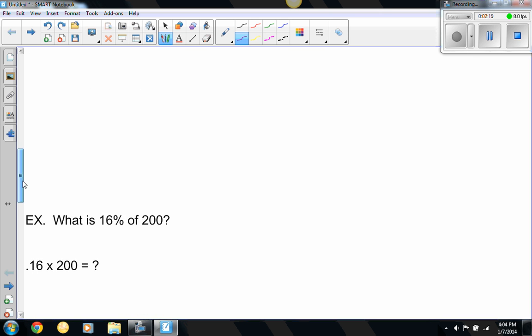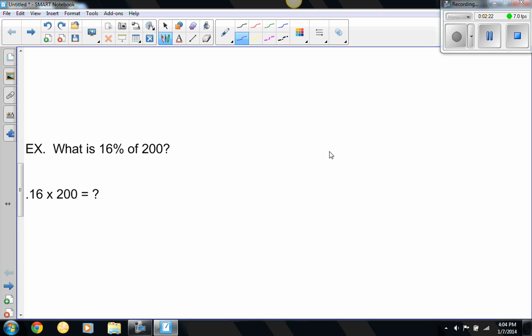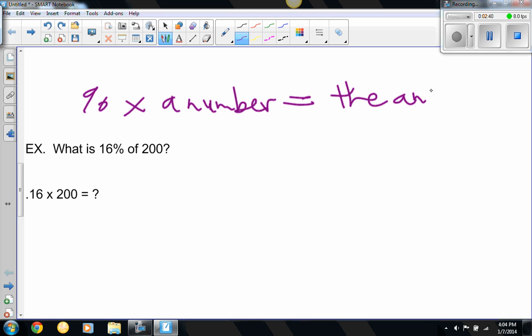So here's your first problem. What is 16% of 200? Again, it will always be percent of a number is the answer, so you're always going to set these up in that same order. Remember that this is is and this is of. 16% will always be first. I went ahead and moved the decimal 2 to the left and changed it to a decimal right away, because I know I'm going to have to do that anyway.